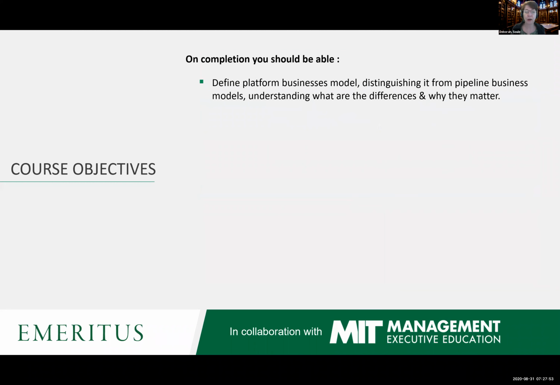So, course objectives. When you complete this course, you should be able to define a platform business model. I've given you a couple of examples to whet your appetite, and you want to be able to distinguish it from a pipeline business model. You want to be able to understand the differences and why they're important.